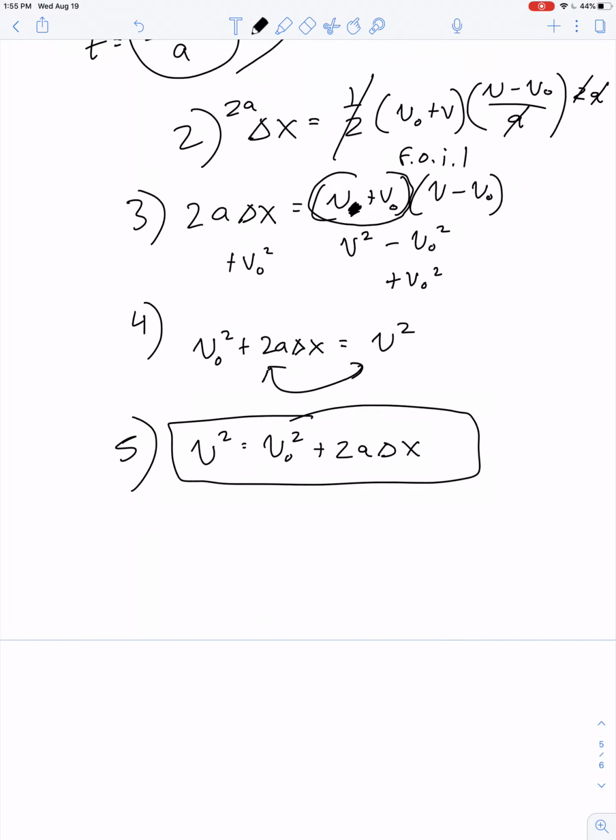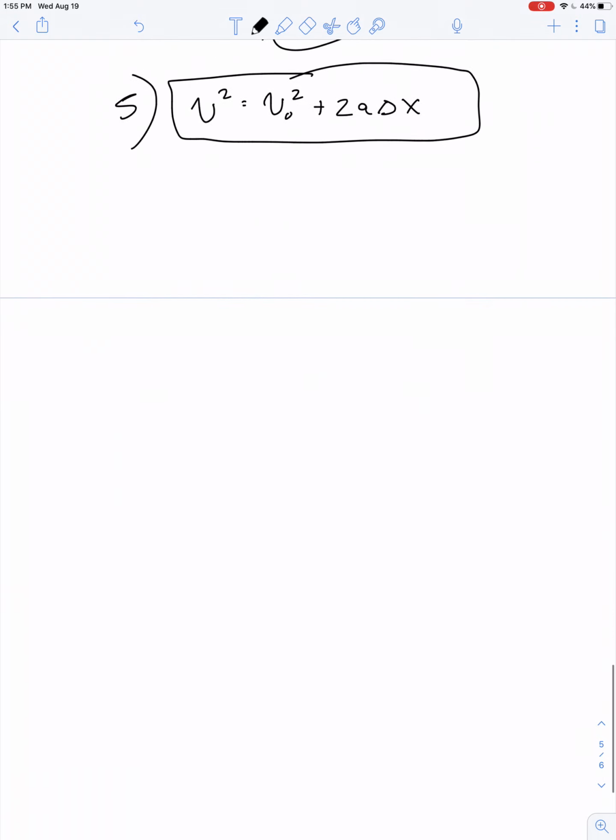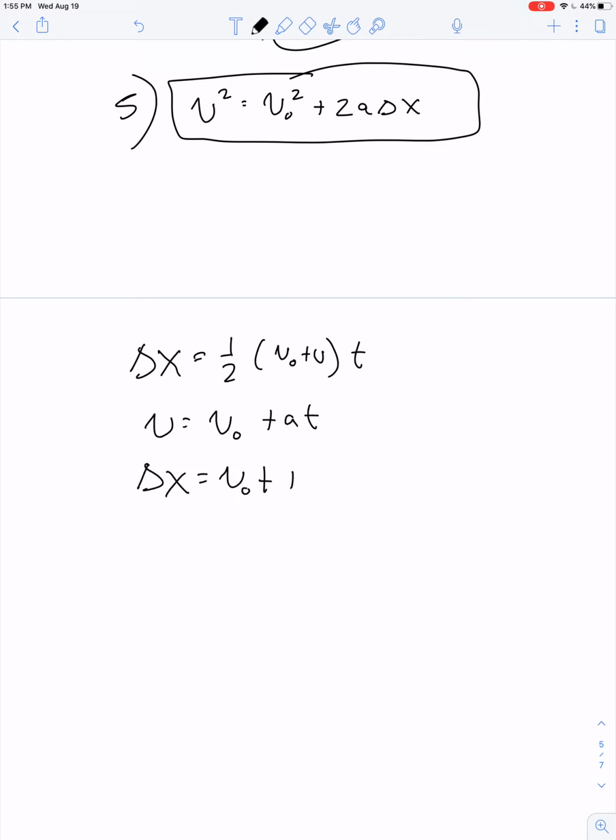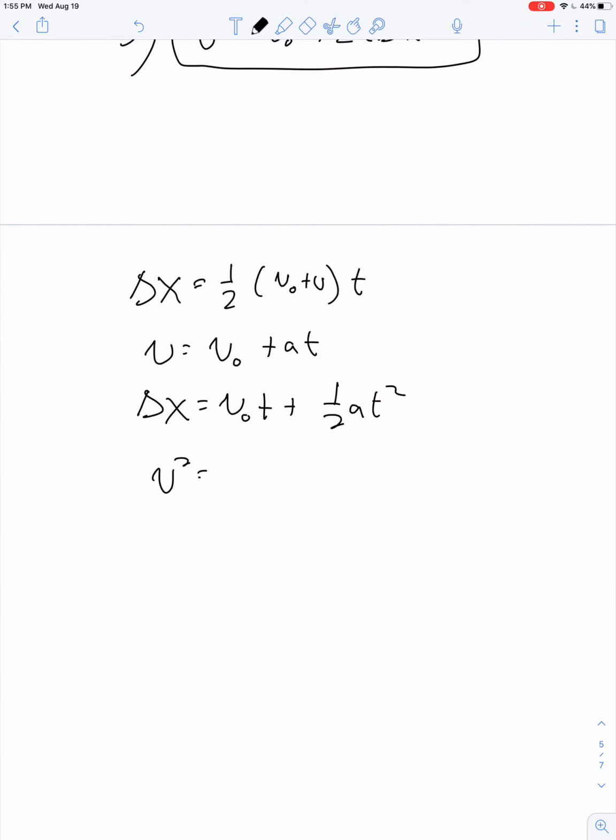Up until this point in the semester, I've been stating these four equations. Delta x equals 1/2 (v naught plus v) multiplied by t. V equals v naught plus at. Delta x equals v naught t plus 1/2 at squared. V squared equals v initial squared plus 2a delta x. Equations 1, 2, 3, and 4.